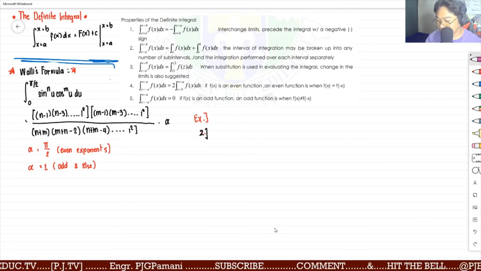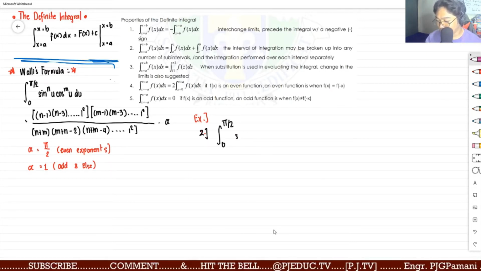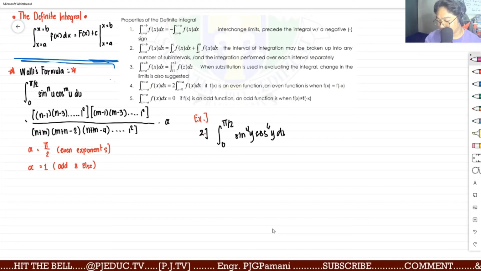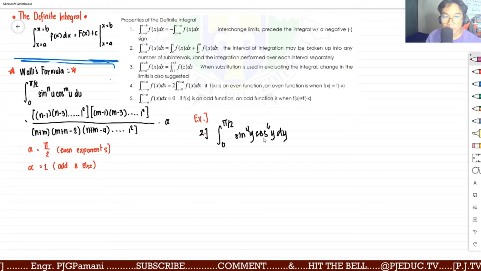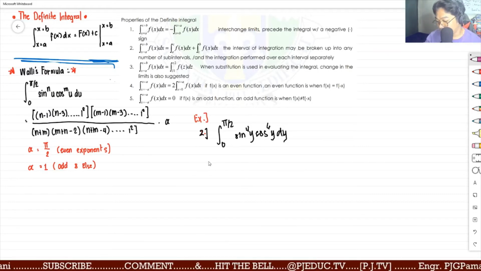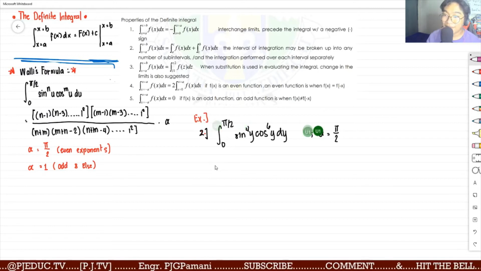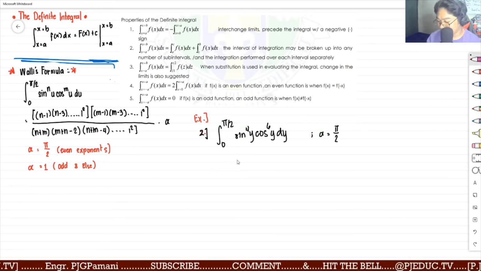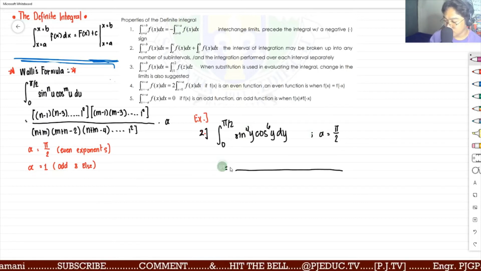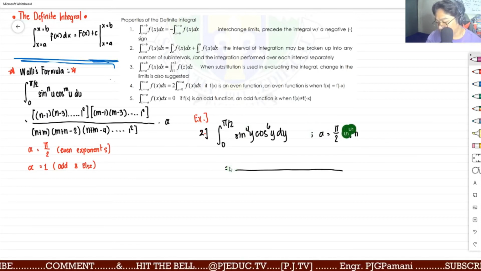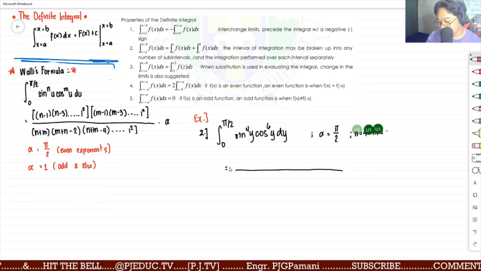if you're now asked to evaluate the integral from 0 to pi over 2 of the product of sine raised to 4y times cosine raised to 6y dy. So, paano yan? Notice again in this problem, mapapansin ninyo na the exponents are all even. So, basically, our alpha multiplier will now be equal to pi over 2. So, both naman are even, so consider alpha as equal now to pi over 2. Then again, n is equal to 4, m is equal to 6.